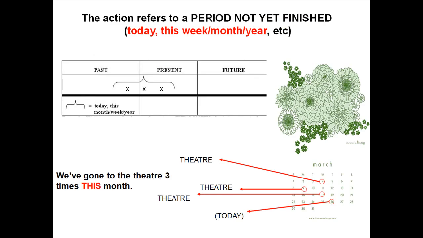The sixth and last example of use of the present perfect tense is when you want to describe an action that refers to an incomplete period of time. We've gone to the theatre 3 times this month means that the period of time you're talking about, this month, is not over yet, does not belong to the past. But present and past share it. The determiner this, together with year or week, refers to an unfinished period of time.